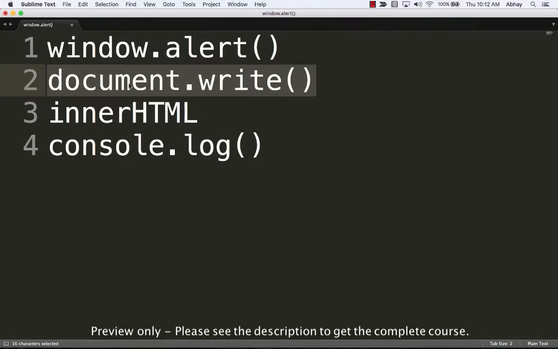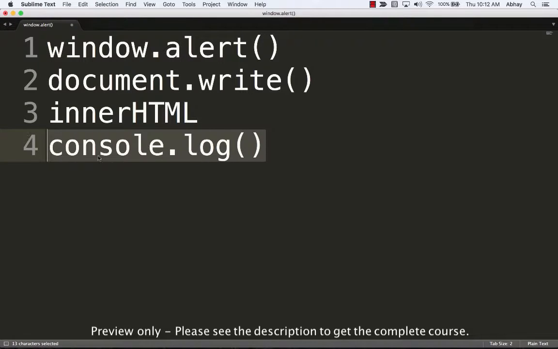Document.write. As you remember, we got the elements from a document, which means every browser will have a document, and then you write onto the document, which means you directly update the document or the data that you see on the screen. Inner HTML. We already saw this example while we were doing our initial button clicks and updating the text using inner HTML. And the last and probably the most effective for development is console.log.